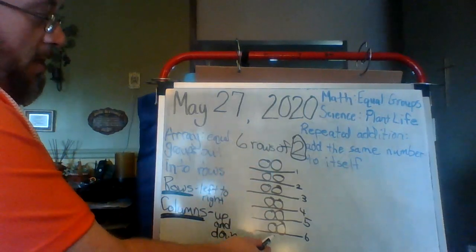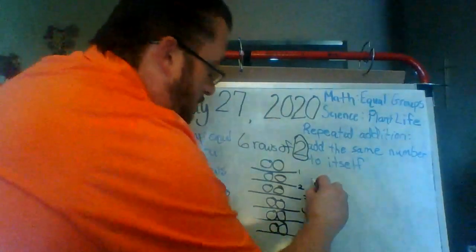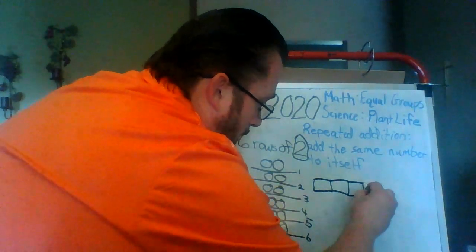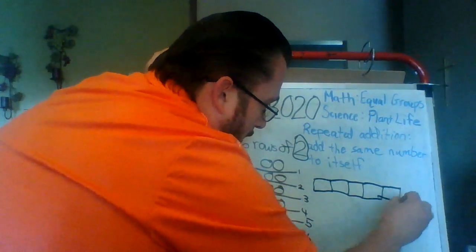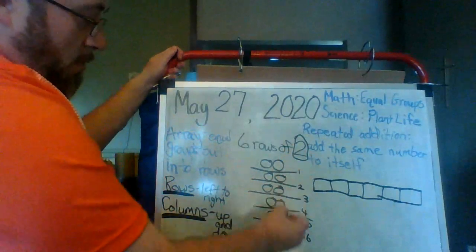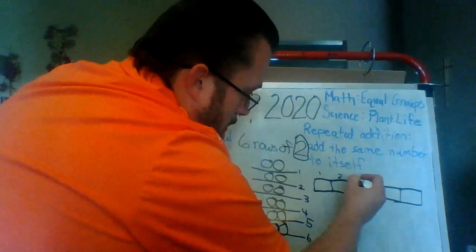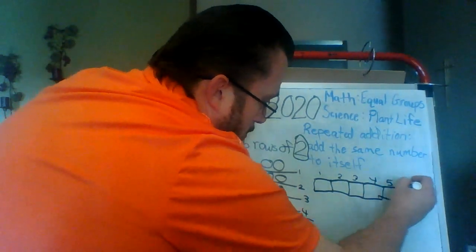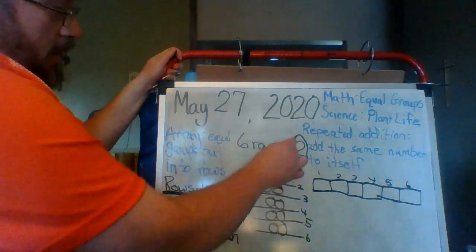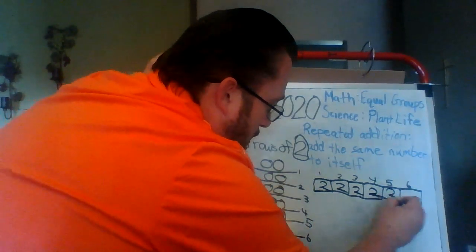Right here is an array of 6 rows of 2. If I was going to draw the tape diagram, 1, 2, 3, 4, 5, 6. There's my 6 boxes for my 6 rows. Again, if it helps you, put numbers above them to keep track of how many you've drawn so far. And 2 is the number that's in each row, so I need to put a 2 in each box.